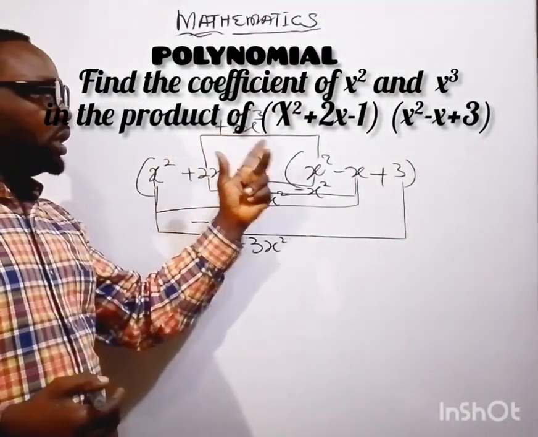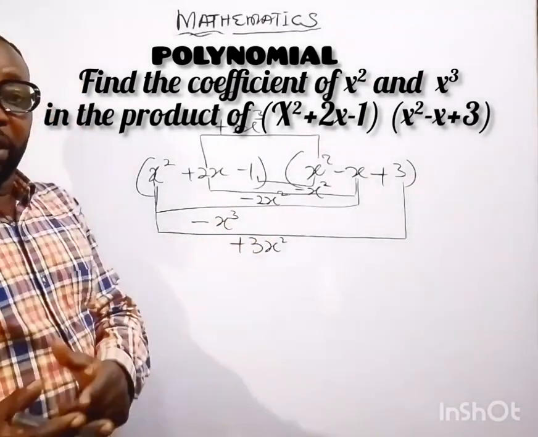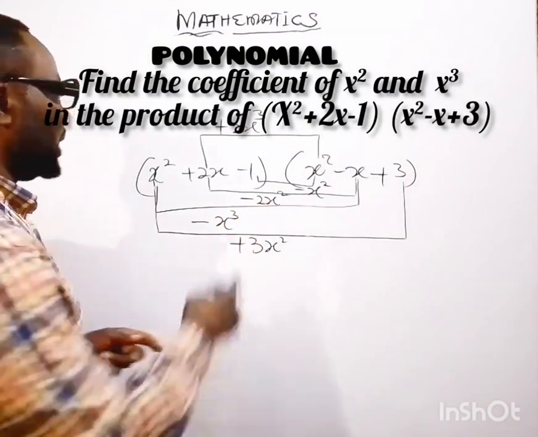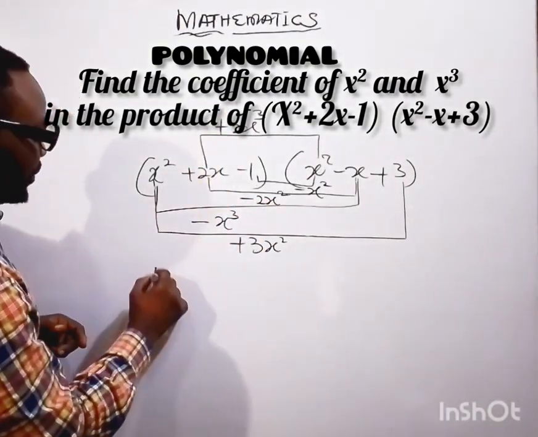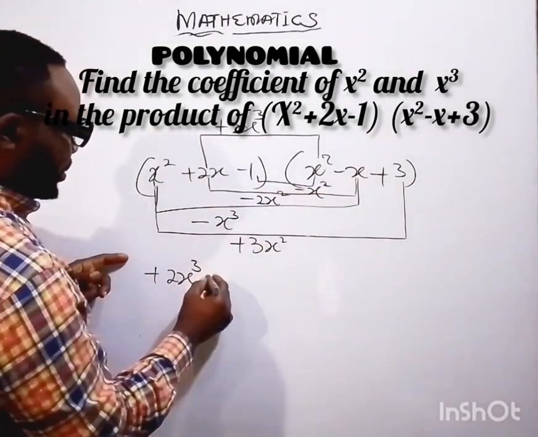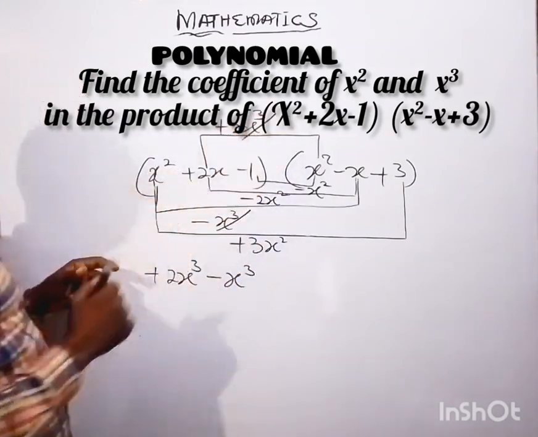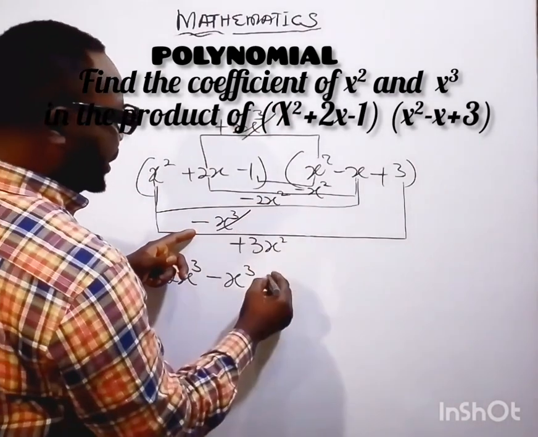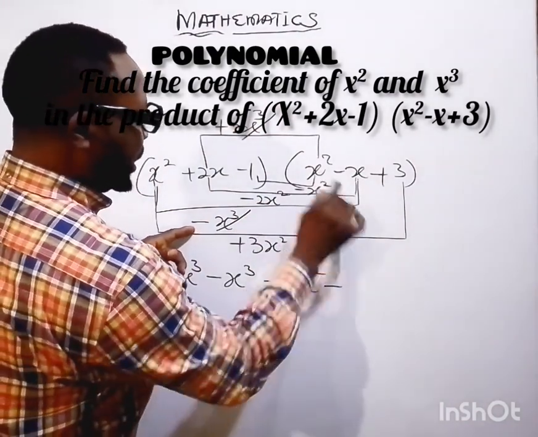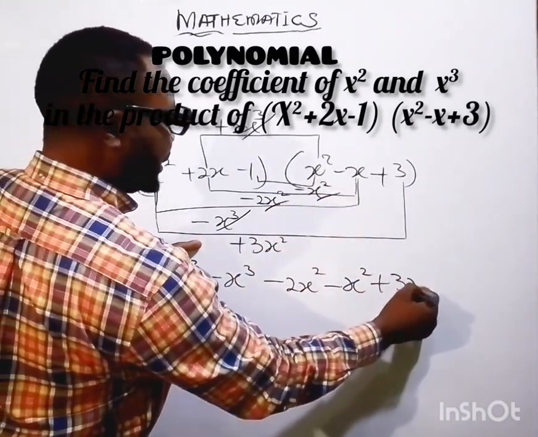So I'm going to now write out this information. Those ones that have the x raised to the power of 3, I'll write them out separately, and those ones that have the x squared, I also write them out separately. Now, let me write them out. I'm going to have plus 2x raised to the power of 3. Which other term has x? Minus x raised to the power of 3. That is the two terms that have x raised to the power of 3. I've written them out. I'm also having minus 2x raised to the power of 2, minus x raised to the power of 2. That's the second one. Then plus 3x raised to the power of 2.